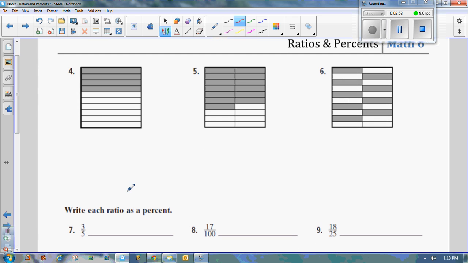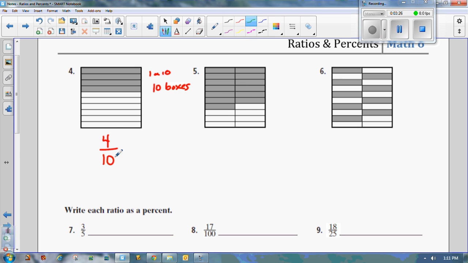Let's take a look at some boxes that are not 100 out of 100. Here on number 4, we have 1, 2, 3, 4, 5, 6, 7, 8, 9, 10. So we have a 1 by 10, a total of 10 boxes. They want to know what's the percent shaded. If we count, we have 4 out of 10 shaded. Now 4 out of 10 is not out of 100, so we cannot say this is 4%.